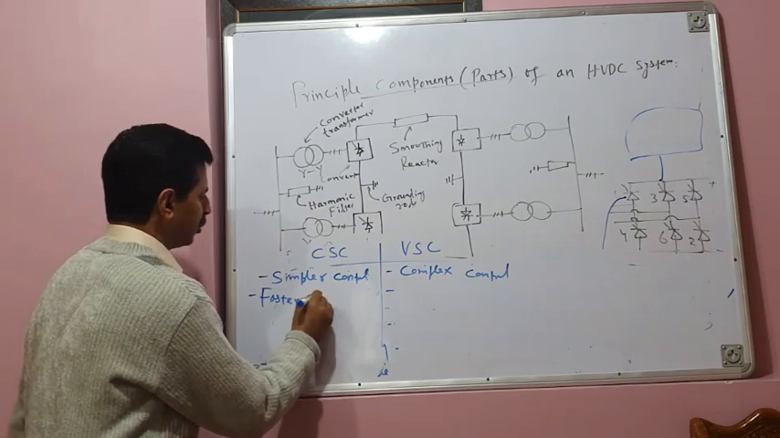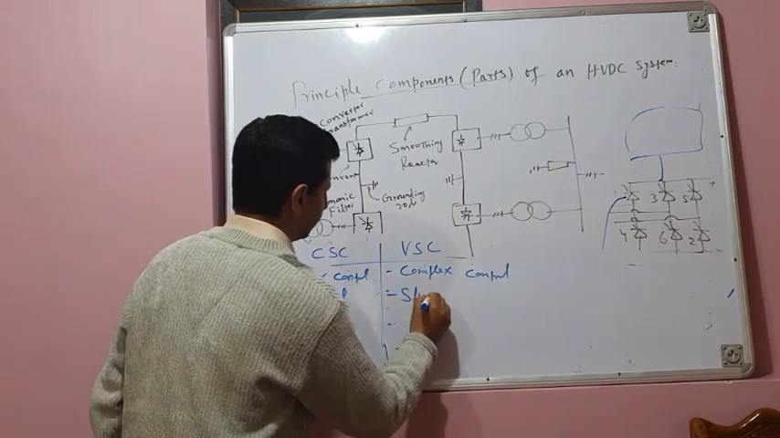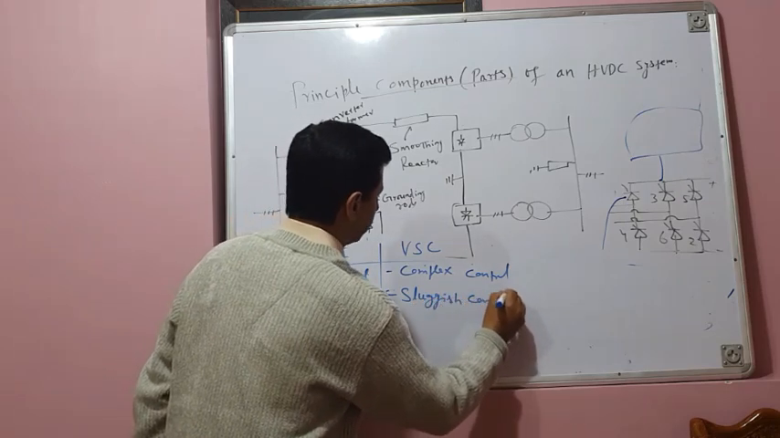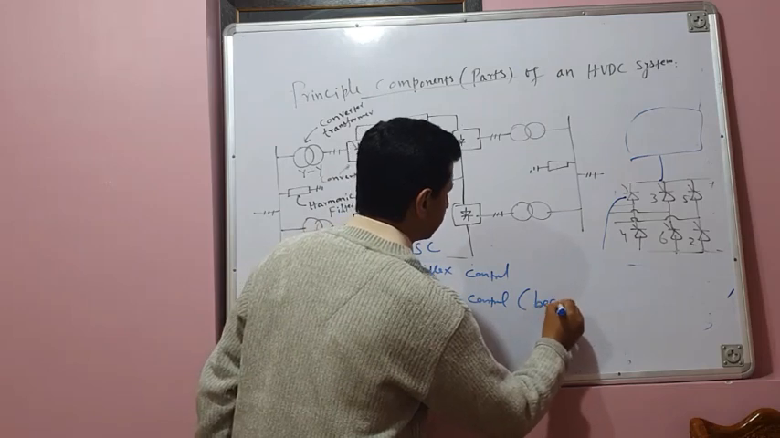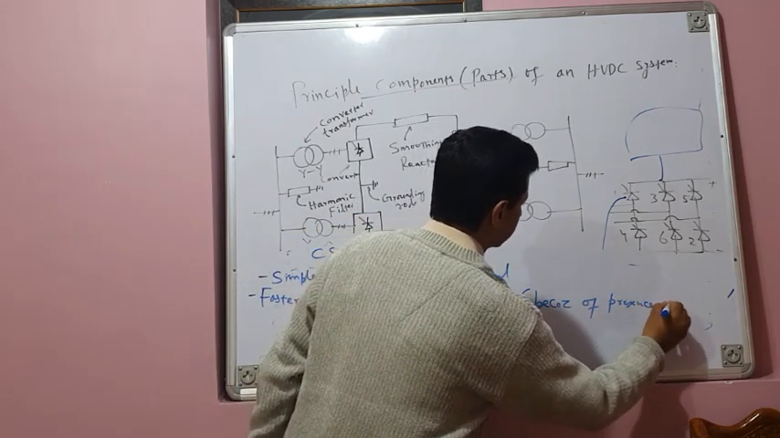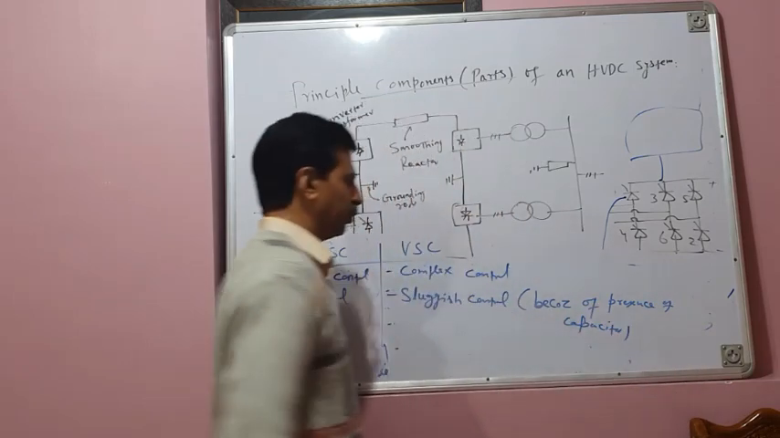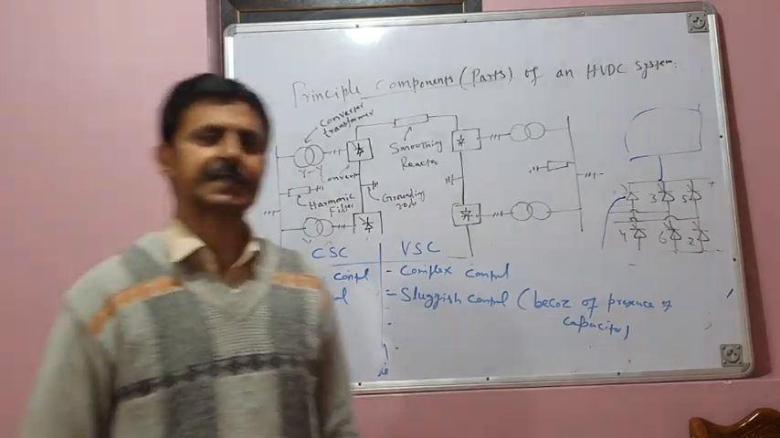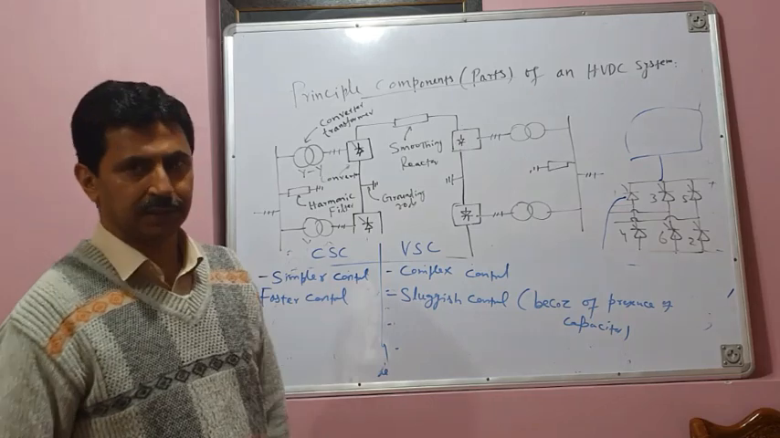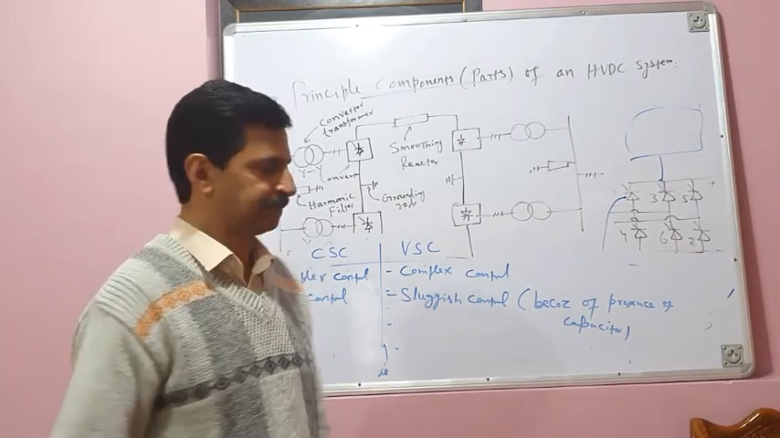Faster control, sluggish control. Because, I will write within brackets, because of presence of capacitor. Capacitor is connected across the output of a voltage source converter. That makes it sluggish in control. Whereas we don't have any capacitor in case of current source converter, so control is quite fast.